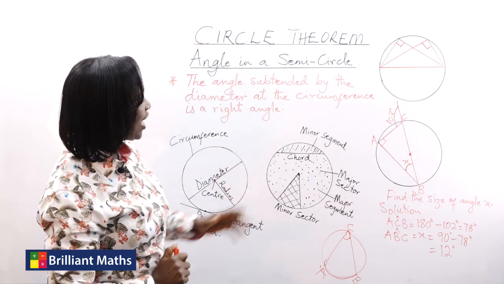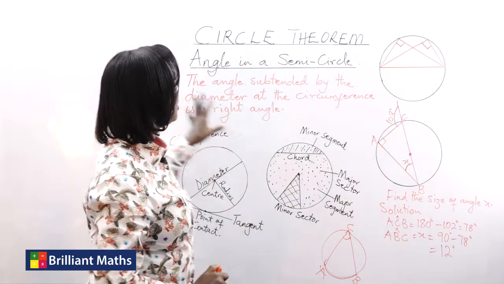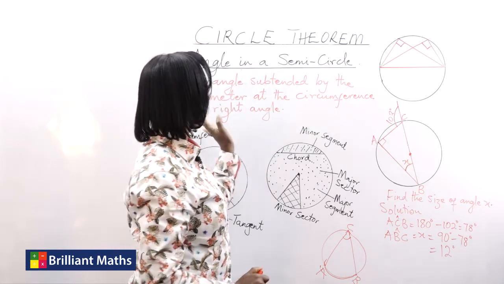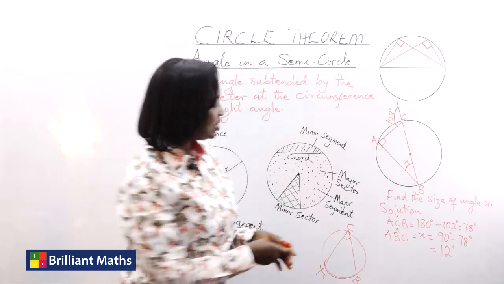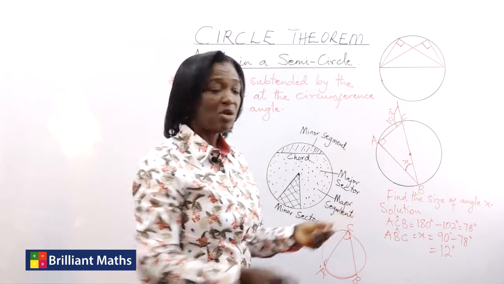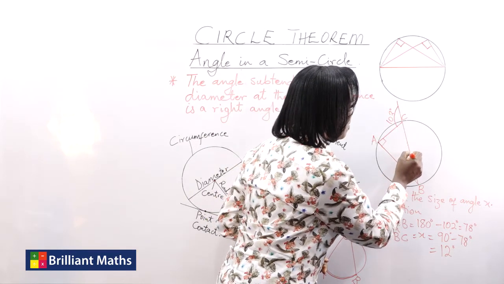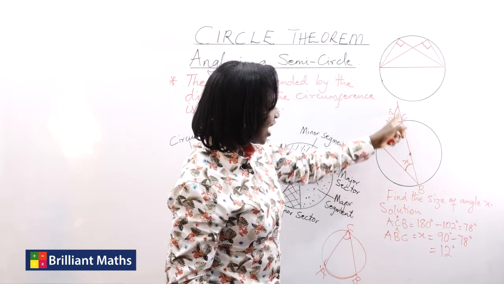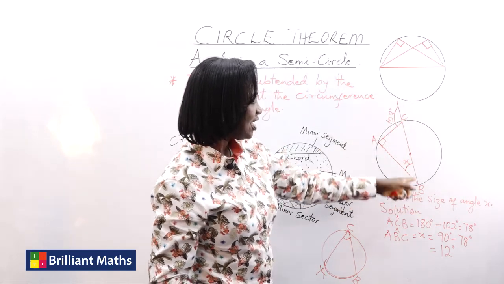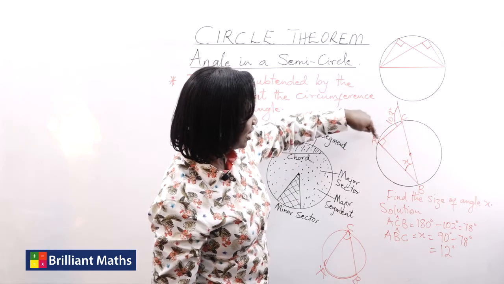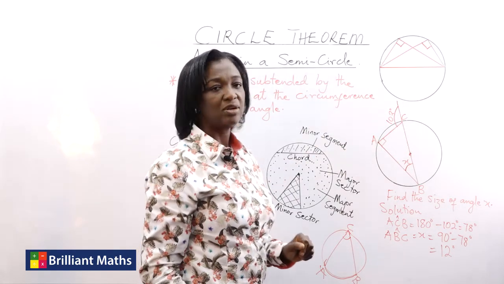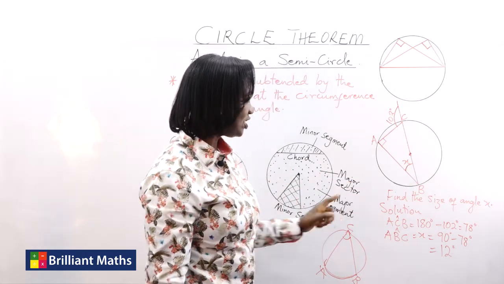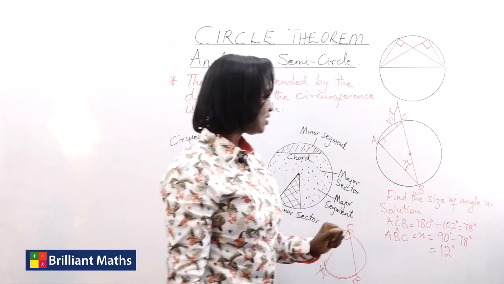So let's work out an example that is related to this theorem. The angle subtended by the diameter at the circumference is a right angle. So that's our diameter. Anytime you're working with the center, it will usually be indicated. So that's the center, and that's the diameter. The theorem says that this angle formed by the diameter at the circumference is a right angle. And then we are supposed to find angle x. The question says, find the size of angle x.